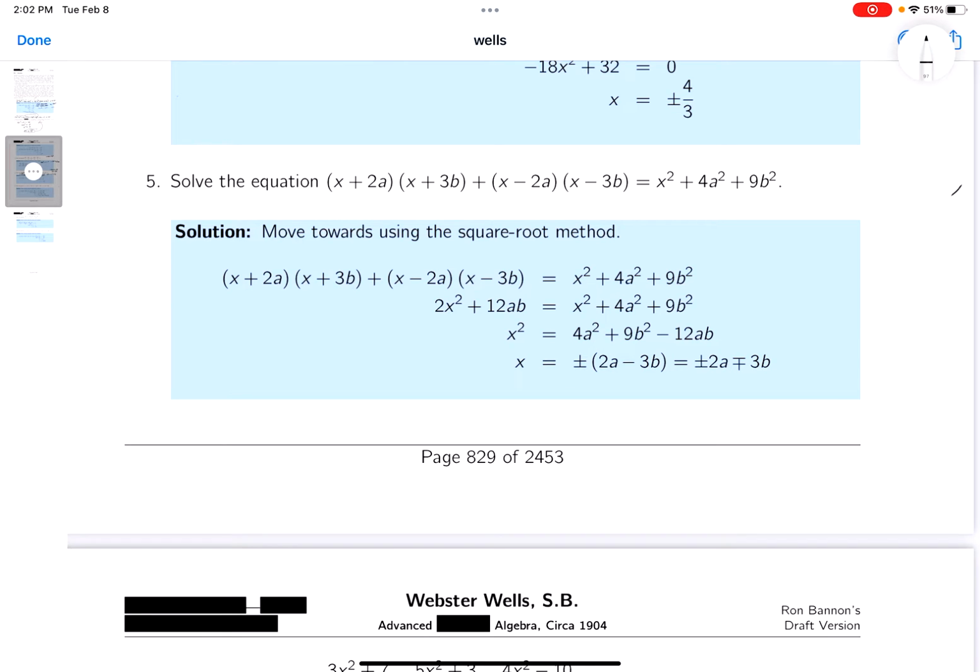All right, number 5. There are parameters in the problem, a and b, and the variable is x. So we're actually solving the equation for the letter x. And let's put this down. So what do you get?